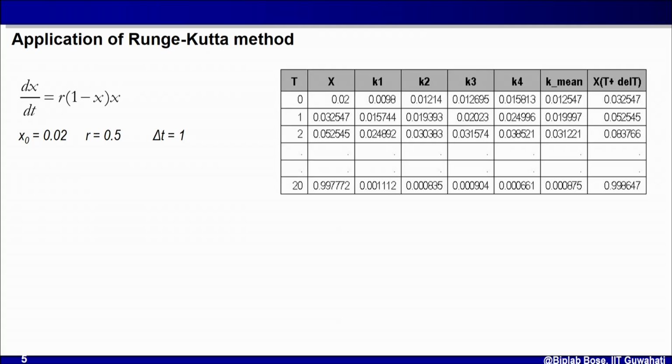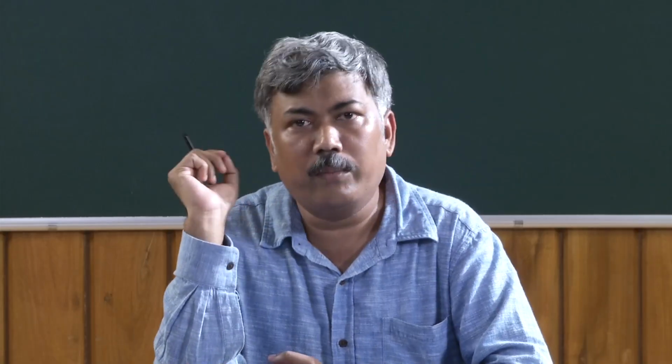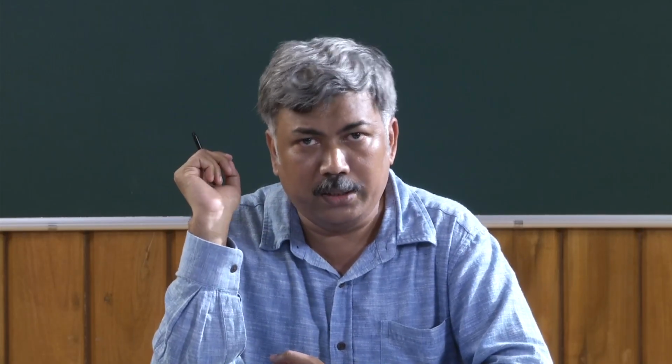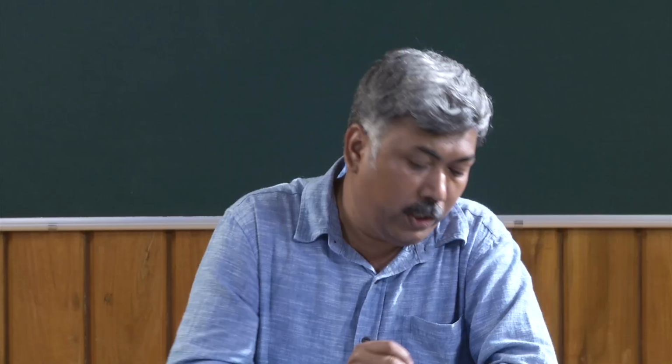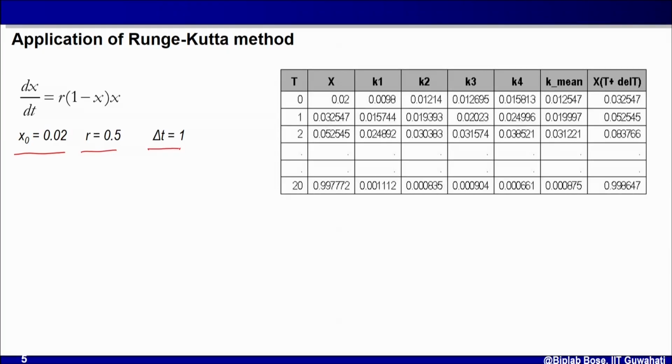Let us try this method, the fourth order Runge-Kutta method, on our problem of spread of infectious diseases. So if you remember, the ordinary differential equation for modeling this spread of infectious disease was dx dt equal to r into 1 minus x into x. R is given as 0.5, x at t equal to 0 is 0.02, and I am taking here delta t as 1. So I will increment time by 1.